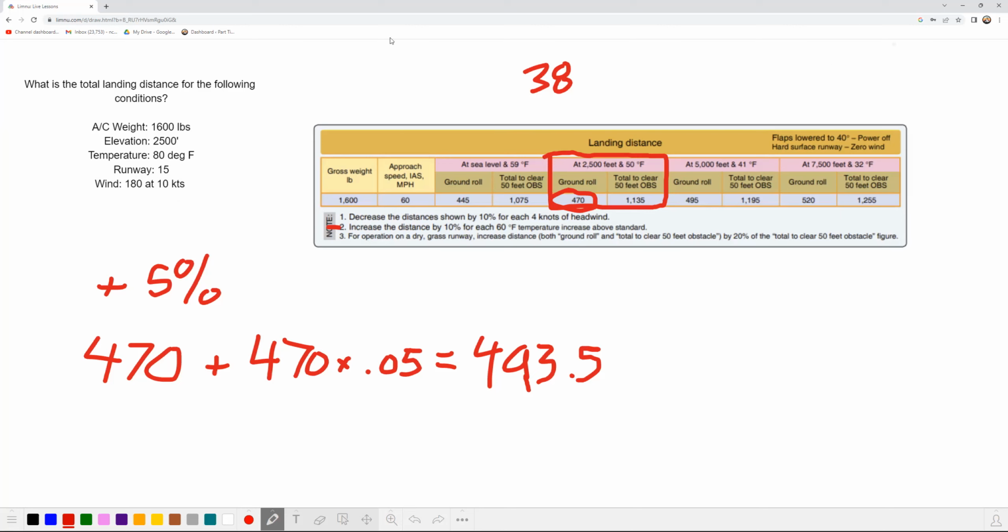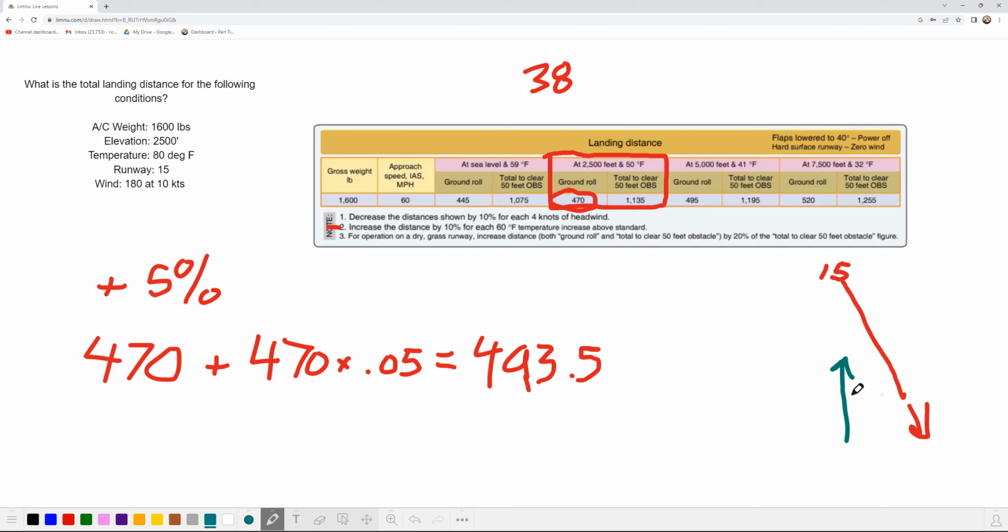Well, if we're landing, here, if this is runway 15, our wind is going to be from, well, let me draw this actual direction. So runway 15 will be this way, and we're landing this way. And then the wind is from 180 here. So we're going to have a bit of a headwind.